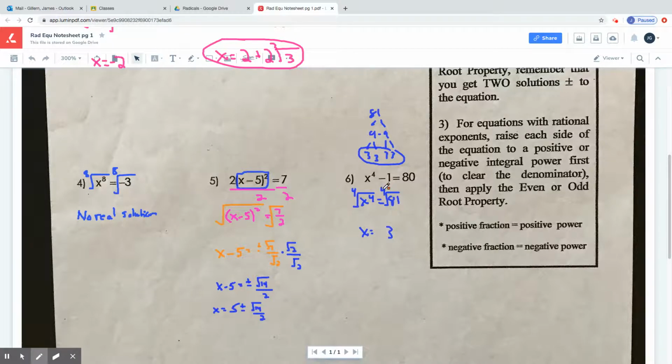Now, since this is an even root, we have to put a plus or minus. So plus or minus 3 is your answer. And if I plugged that in, 3 to the 4th is 81, minus 1 is 80. If it's negative 3 to the 4th, that's 81, and 81 minus 1 is 80. All right, so there is your answer.